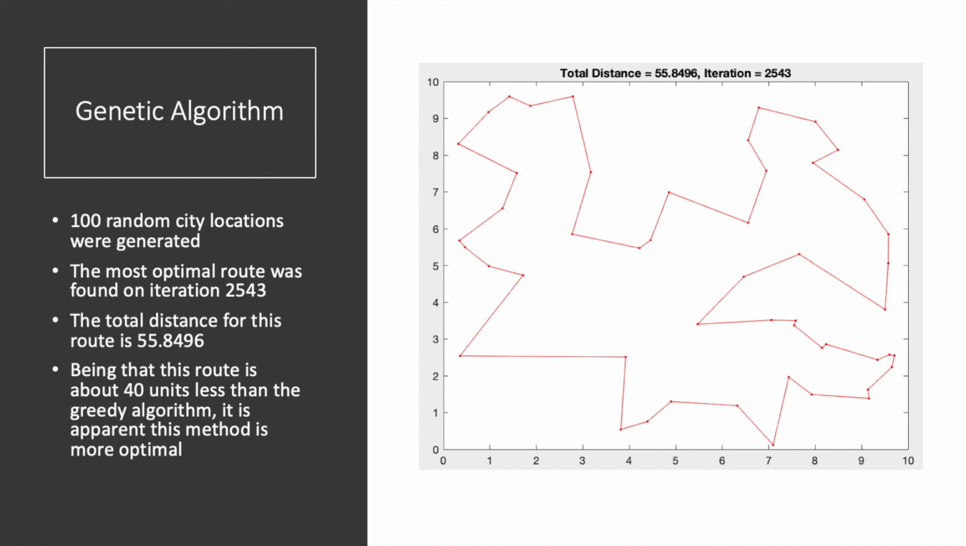Being that this route is about 40 units less than the greedy algorithm, it is evident that this method is more optimal.